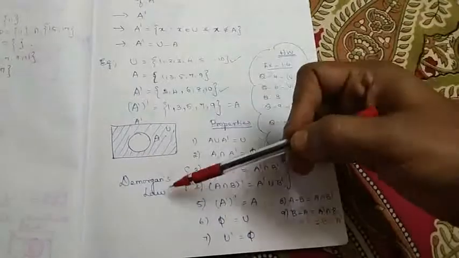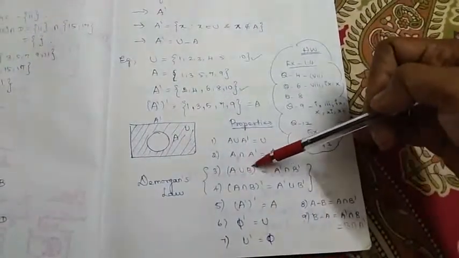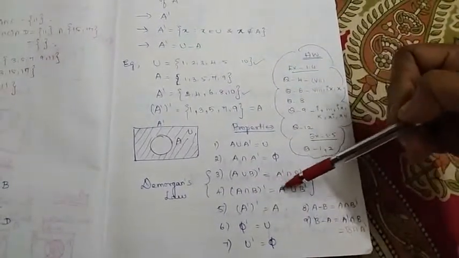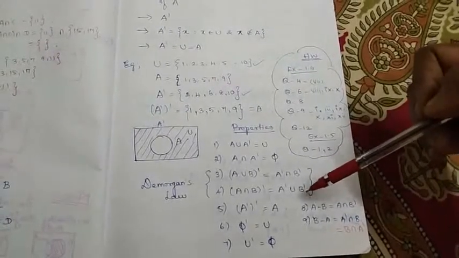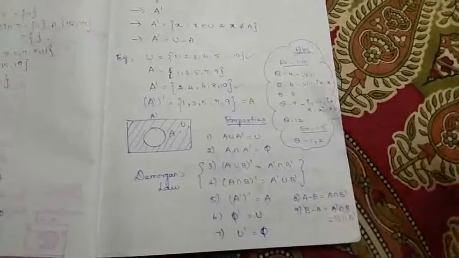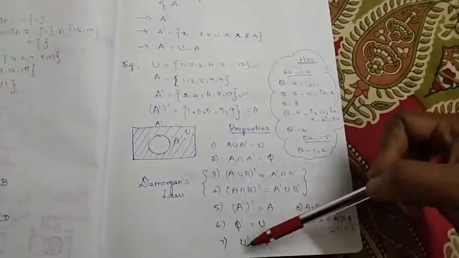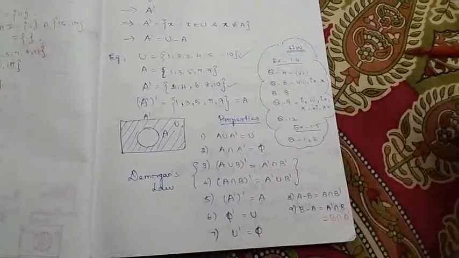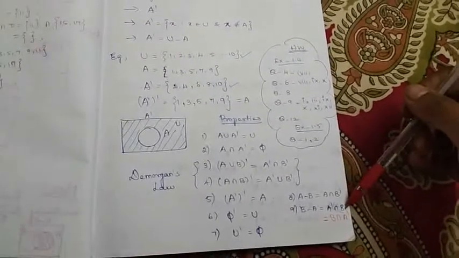Then we have seen an important thing called De Morgan's law. Hope you remember. (A union B) dash is A dash intersection B dash. (A intersection B) dash is A dash union B dash. This is very, very important, which we will be using in solving problems. Then (A dash) dash is A. Then U dash is empty. Empty set's complement is U. And this is also an important result which we have used in our problems.